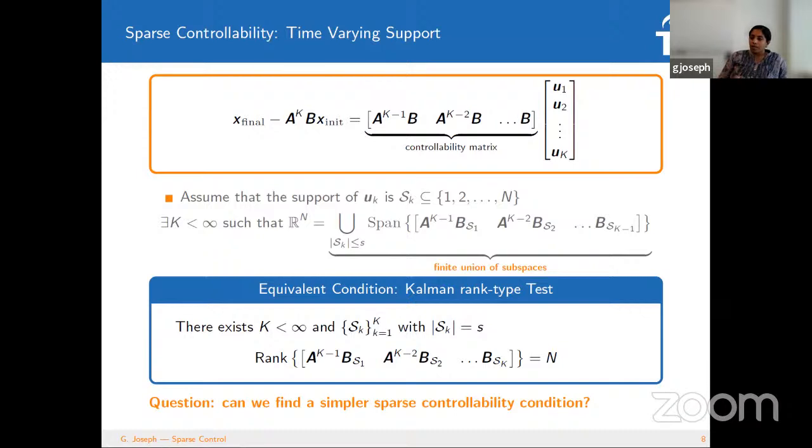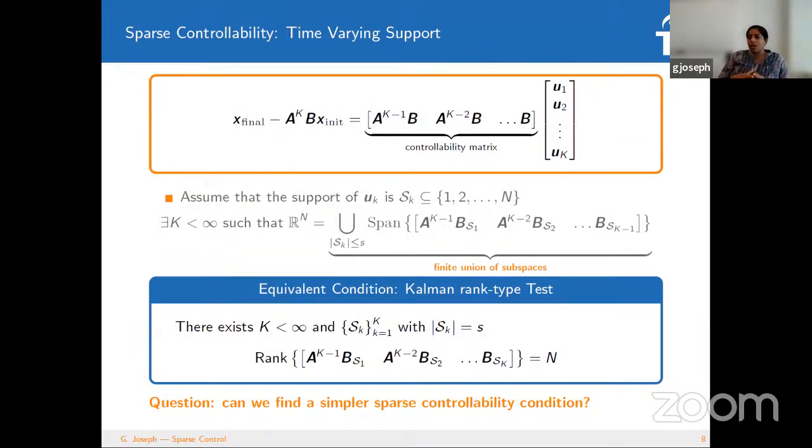Also, we don't have a PBH type test here. We are using a Kalman type test here. So what is different is that in the Kalman type test, you have to compute different powers of A. If you recall, in the PBH test, it was A minus lambda I and B. But here we have different powers of A involved, which can also lead to numerical instabilities. And solving this doesn't really give us any insights into what is the minimum sparsity level that will ensure this condition.